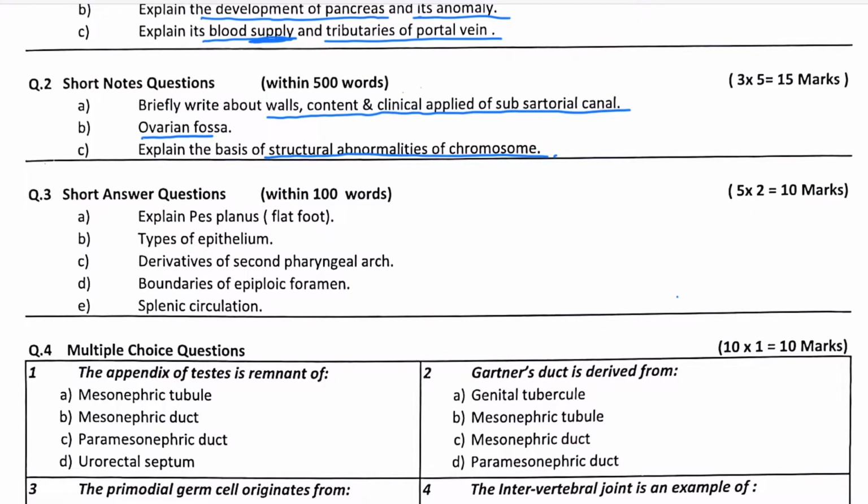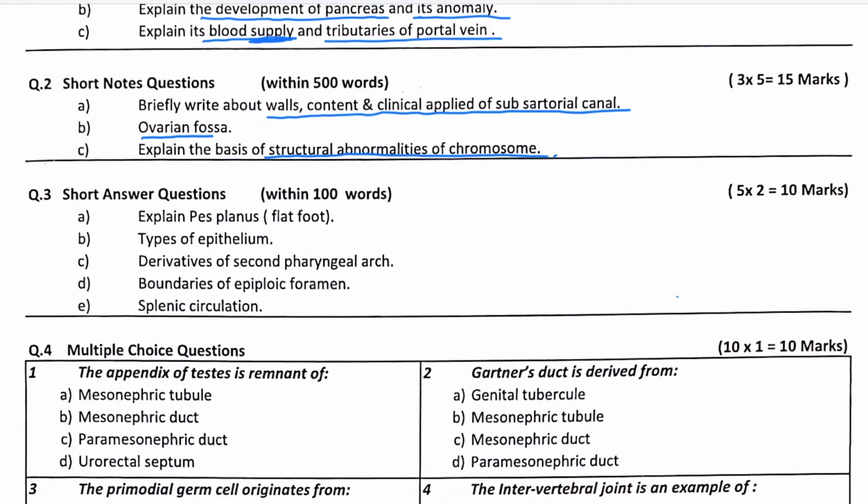But if this centromere is split transversely, what will happen is the two short arms will reach one side and the two long arms will reach the other side, meaning the two daughter cells will receive two different types of chromosomes and the chromosomes will become metacentric. Such types of chromosomes are called isochromosomes.